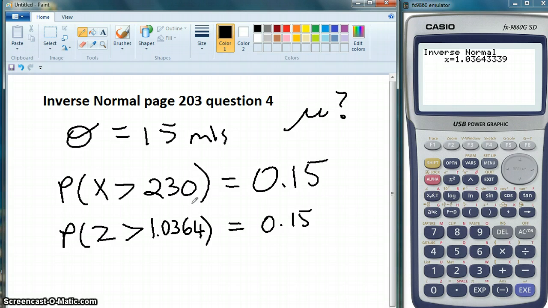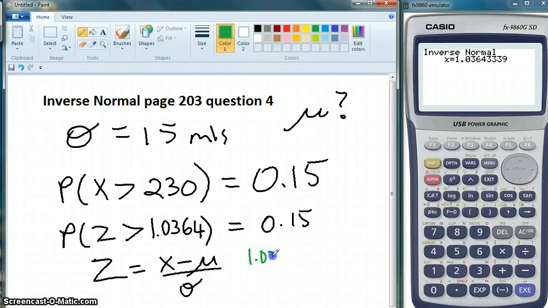Now I need to look at that formula converting from the Z value to the other value, and that is on page 202. In amongst all the stuff there, it goes Z equals X, you take away the mean and you divide by the standard deviation. Sweet. So now we know that our Z value is 1.0364, which equals our X value of 230, taking away our mean and dividing by our standard deviation. And now we have a lovely little bit of algebra.